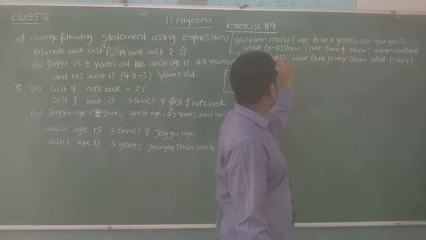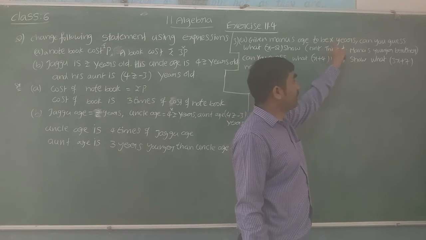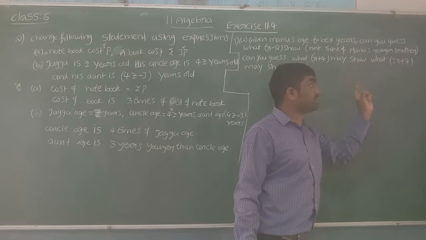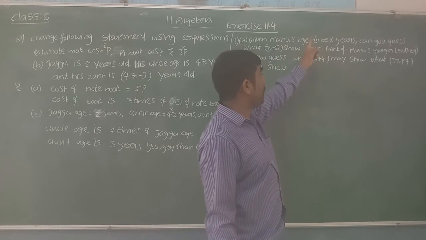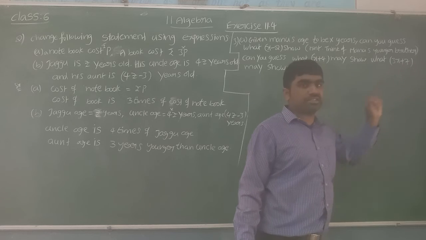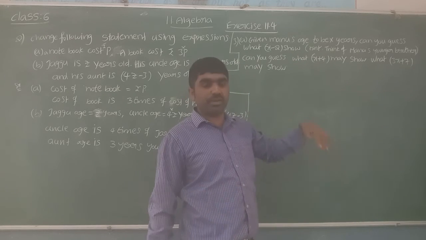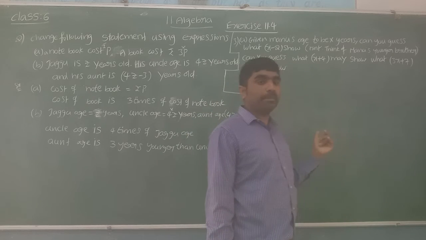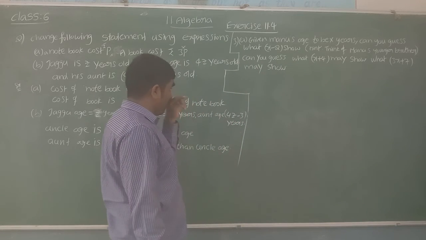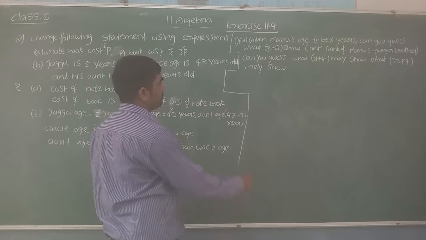Now 3x plus 7. I took x equal to 20. 3 into 20 is 60. 60 plus 7 is 67 years. Manu is 20 and this is 67. There is no chance for a brother or sister. It may be father or mother here.